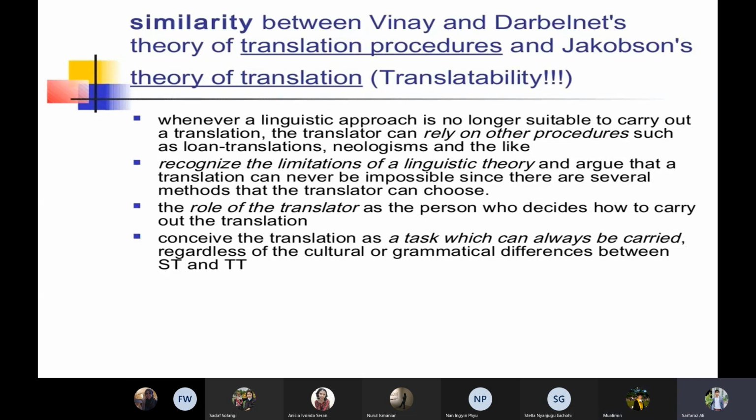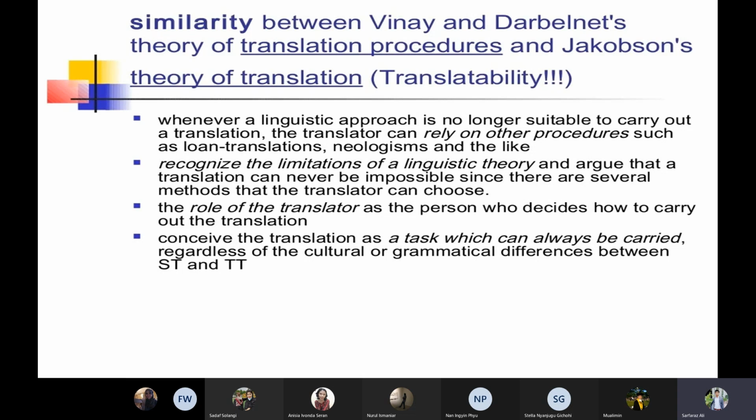In this similarity, the points are mentioned in front of you and can be read: whenever a linguistic approach is no longer suitable, one carries out translation by other procedures. These are just the similarities between both of the theories. And in the last, third point, which is one of the most important points, it is mentioned under the line of similarity that the role of the translator is the person who decides how to carry out the translation. This is the basic thing that we need to keep in mind.